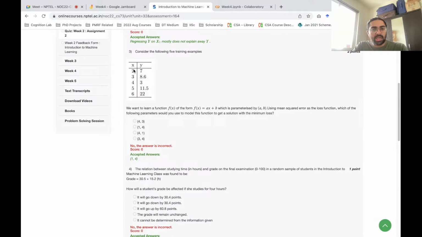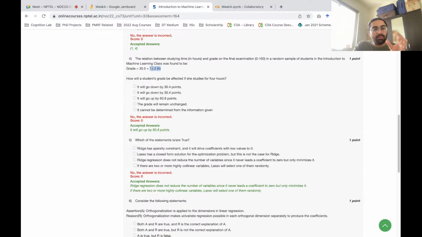All right. Fourth question is about what happens if she studies for 4 hours. So h is basically your study hours, and if the person studies 4 hours, the grade will go up by 60.8 points. We're not saying what the final grade will be here. The question is how much it will go up by. So the difference will be a factor of this particular h, so it will be h into this coefficient. So 4 into this is 60.8 points. Again, this is very straightforward.